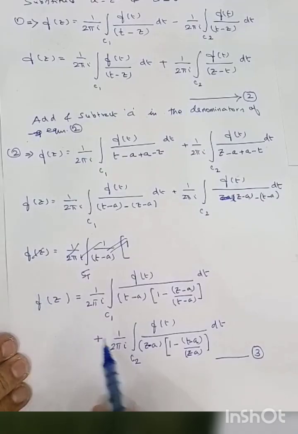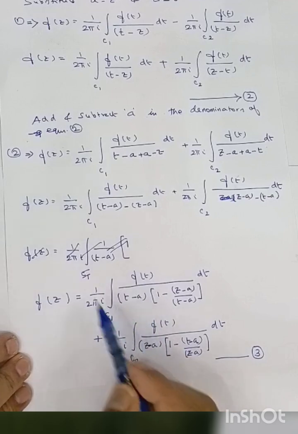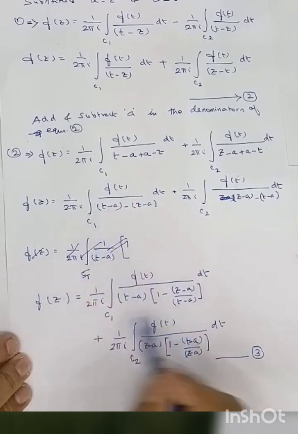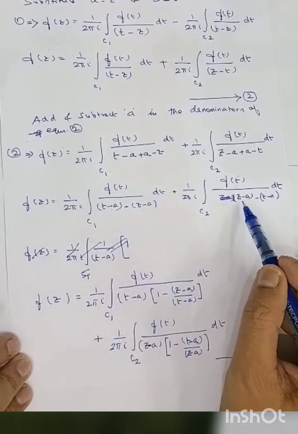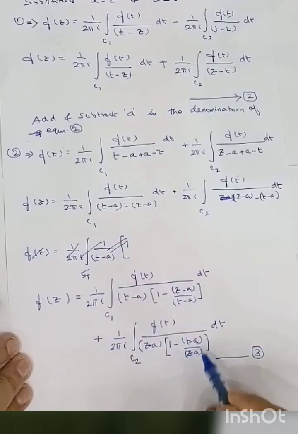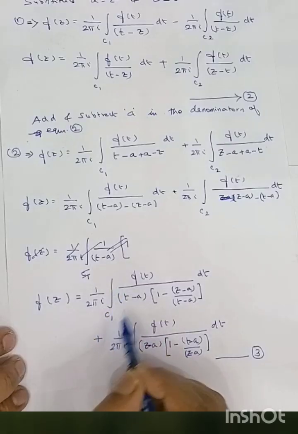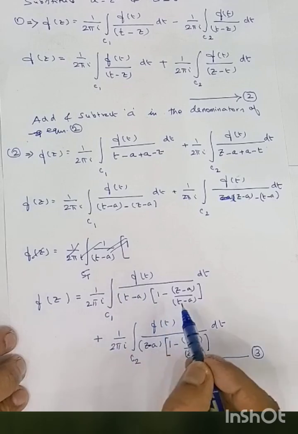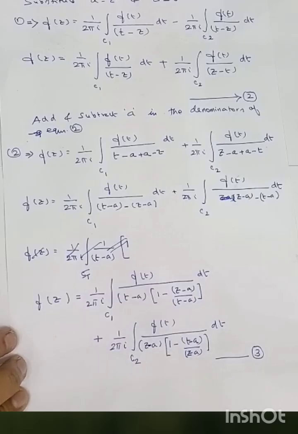Okay, so it is clear. So I am taking out this t minus a, that's all. So when I am taking t minus a from this equation, what will happen? T minus a will come out, means it becomes 1 minus z minus a divided by t minus a. Here I am taking z minus a out, therefore 1 minus t minus a by z minus a into dt. This is equation number 3. Now to solve this equation number 3, I am keeping this separately. This is 1 by 2 pi i closed integral C1 f of t divided by t minus a into 1 minus z minus a divided by t minus a into dt as L1, and this function is L2.